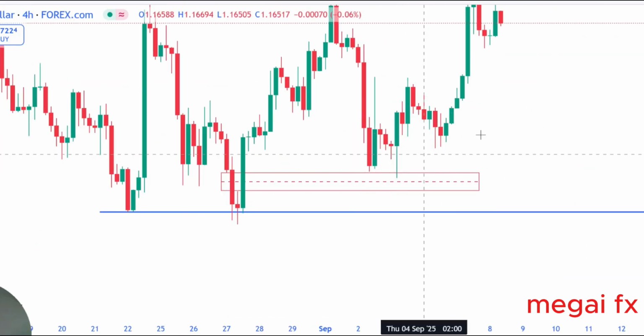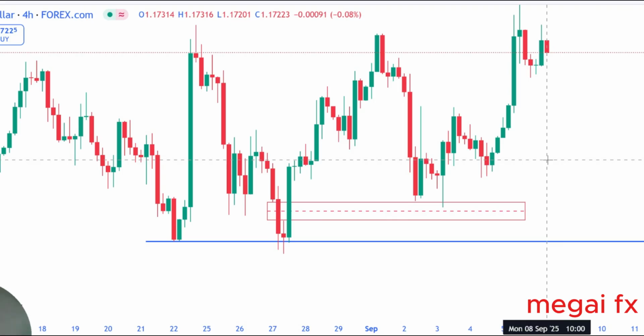Look at it. So before you identify a balanced price range, price must first of all take out liquidity, be it buy side or sell side liquidity. Then after price has taken liquidity, then the leg that swept liquidity, make sure that price creates a fair value gap there, be it bullish fair value gap or bearish fair value gap. Then you need to wait for price to aggressively close above the bullish fair value gap or below the bearish fair value gap. You understand?